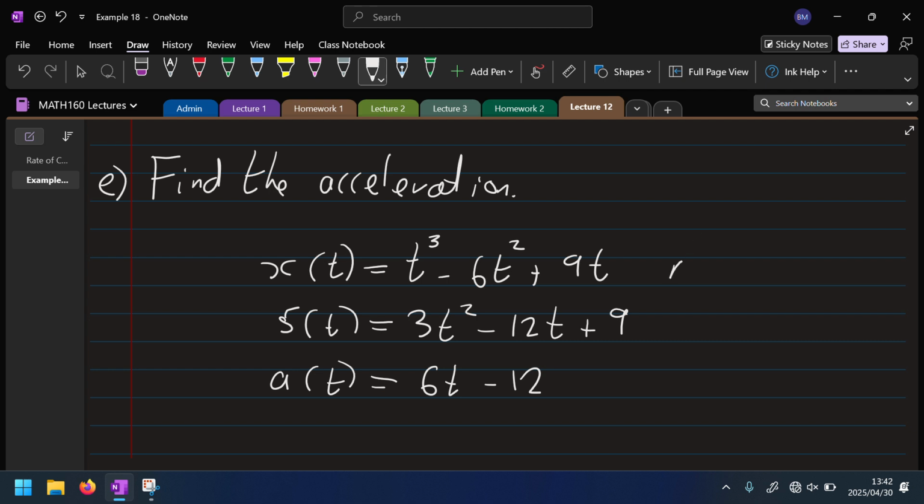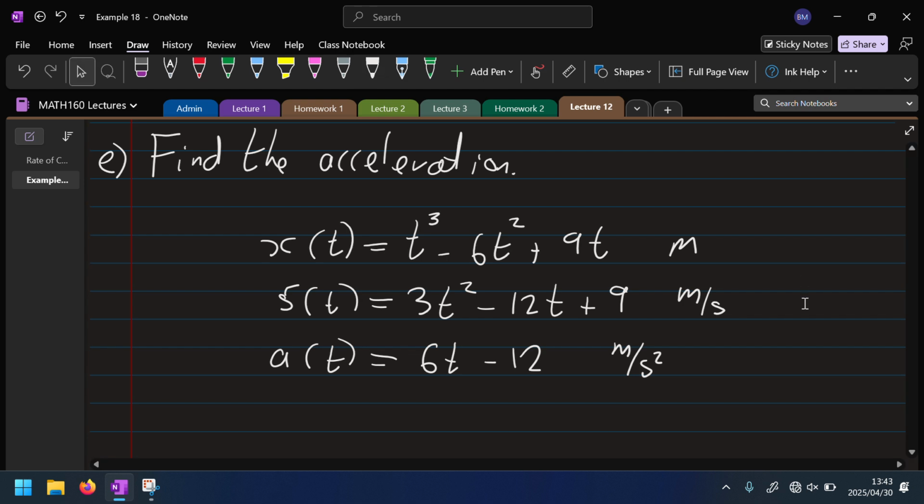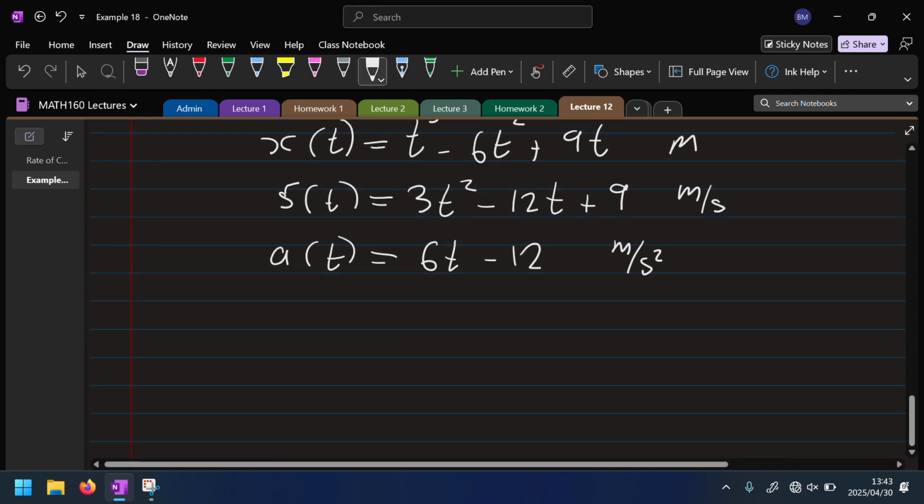Position will be in meters. The speed is dx by dt. x was in meters, t is in seconds, so this will be m at the top, s at the bottom, meters per second. And then acceleration, that was d2x by dt squared, so t squared at the bottom. So m at the top, s squared at the bottom, because we did another derivative. So it's another seconds. That's just putting in the units. You know that from physics. So we got the acceleration.